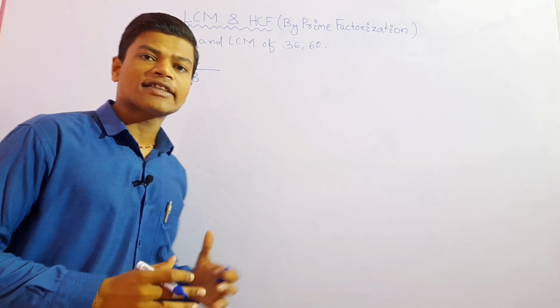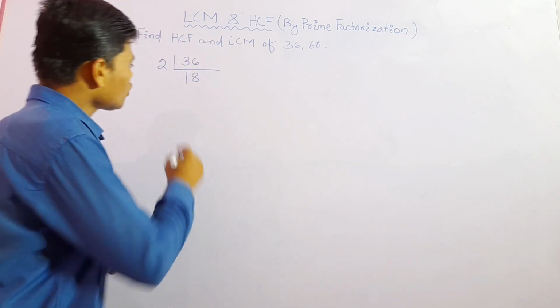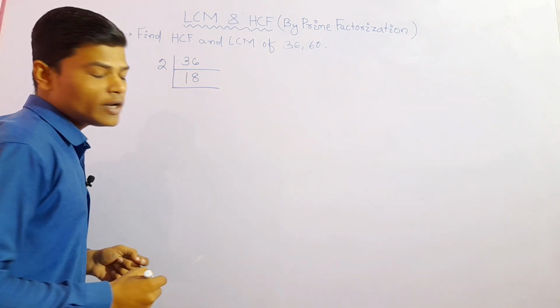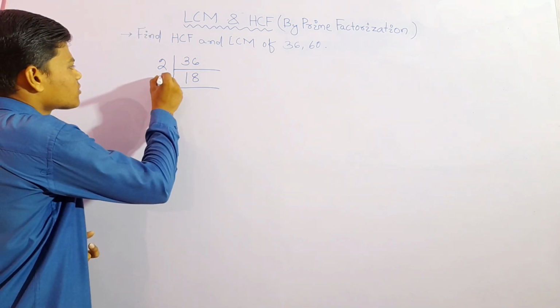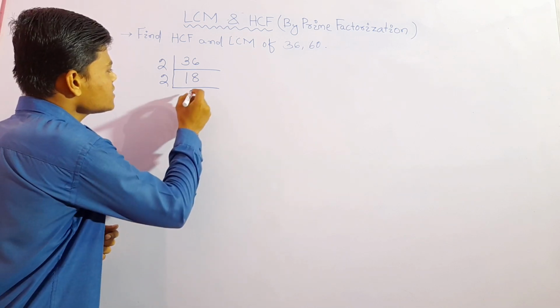We need to keep dividing by the lowest prime number possible till we get 1. Again we will divide 18 by the lowest prime number possible. 18 is also divisible by 2, and 2 is the lowest prime number, so let's divide by 2. Now how many times does 2 go into 18? 2 nines are 18.